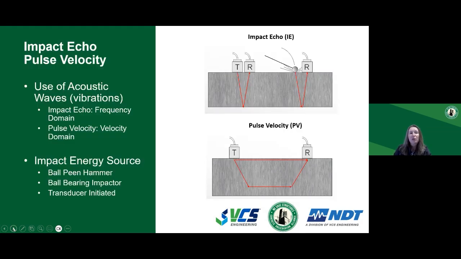Both impact echo and pulse velocity tests use acoustic waves. In the case of the impact echo testing, we are measuring the frequency of the generated waves, which can be related to the thickness of the concrete element. And in the case of pulse velocity, as the name suggests, we're measuring the wave velocity through the concrete. Next, please.